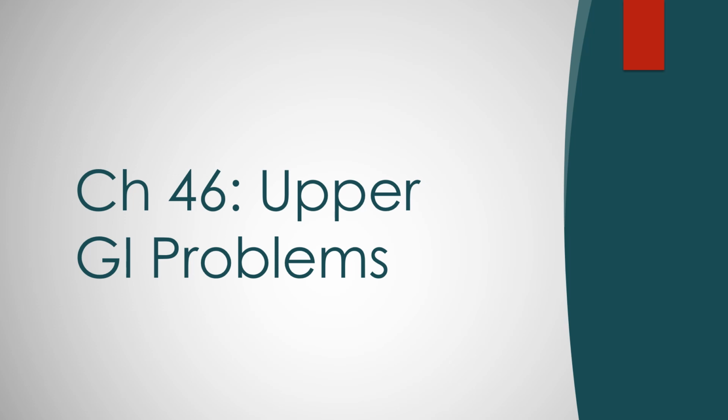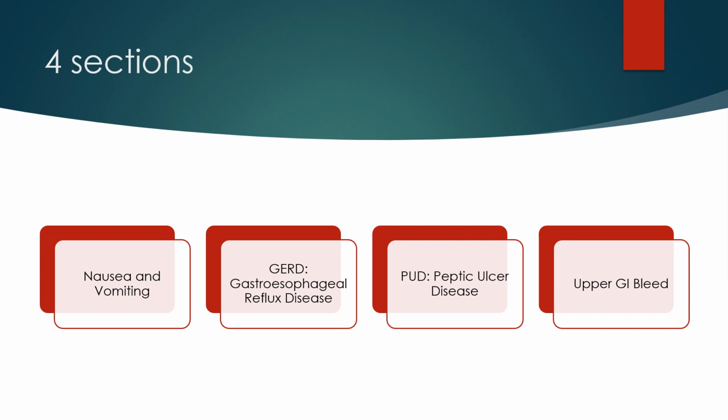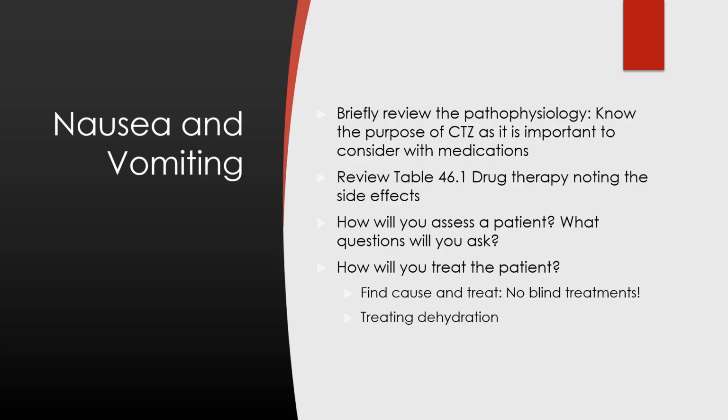So Chapter 46 is all about the upper GI system and the problems that can occur in this system. Be very aware when you're looking through it that there should be 4 sections that you read through. There's no need to read through all the chapters. So the 4 sections are nausea and vomiting, GERD, PUD, and upper GI bleed. So when you're looking at the sections, I really want to give you key points to focus on.